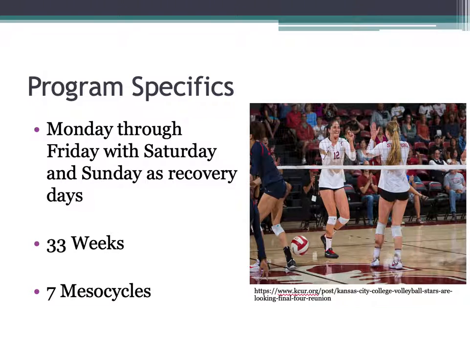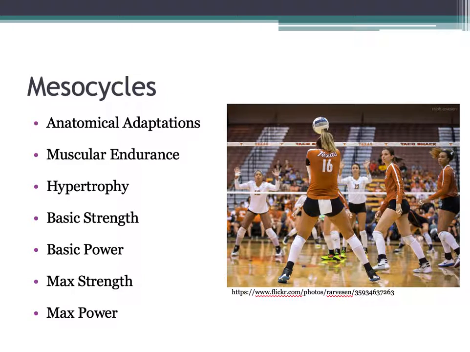The seven mesocycles will include anatomical adaptations, muscular endurance, hypertrophy, basic strength, basic power, max strength, and max power. For both anatomical adaptations and muscular endurance, it will include high training volumes, low training intensities, and a larger variety of training means that are structured to develop general motor abilities and skills.